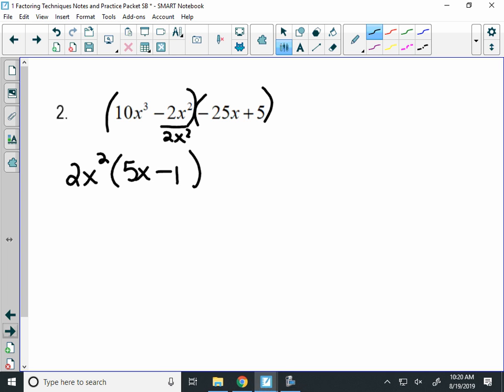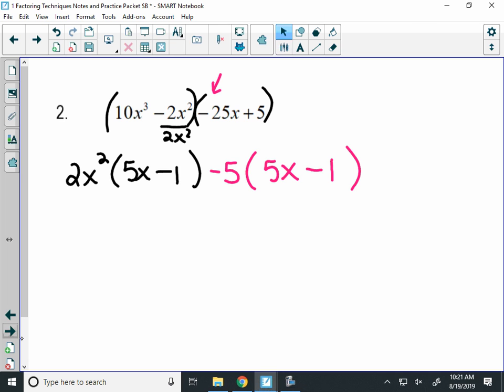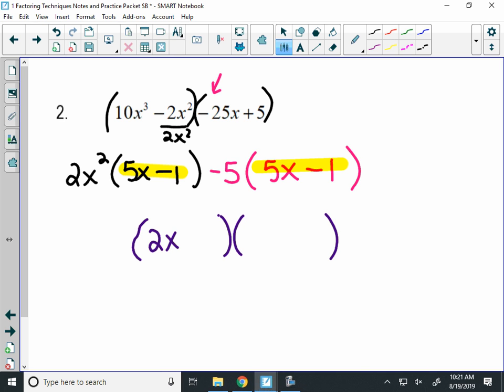Okay, what's the GCF on the second set of parentheses? Not 5. Negative 5. The term is negative, so you pull out a negative 5. And when I pull out negative 5, what's left in the parentheses? 5x minus 1. Again, 5 divided by negative 5 is negative 1. The parentheses are the same. That's a good thing. So how do I write my final answer? Yep. Got it. Good. Good with grouping?